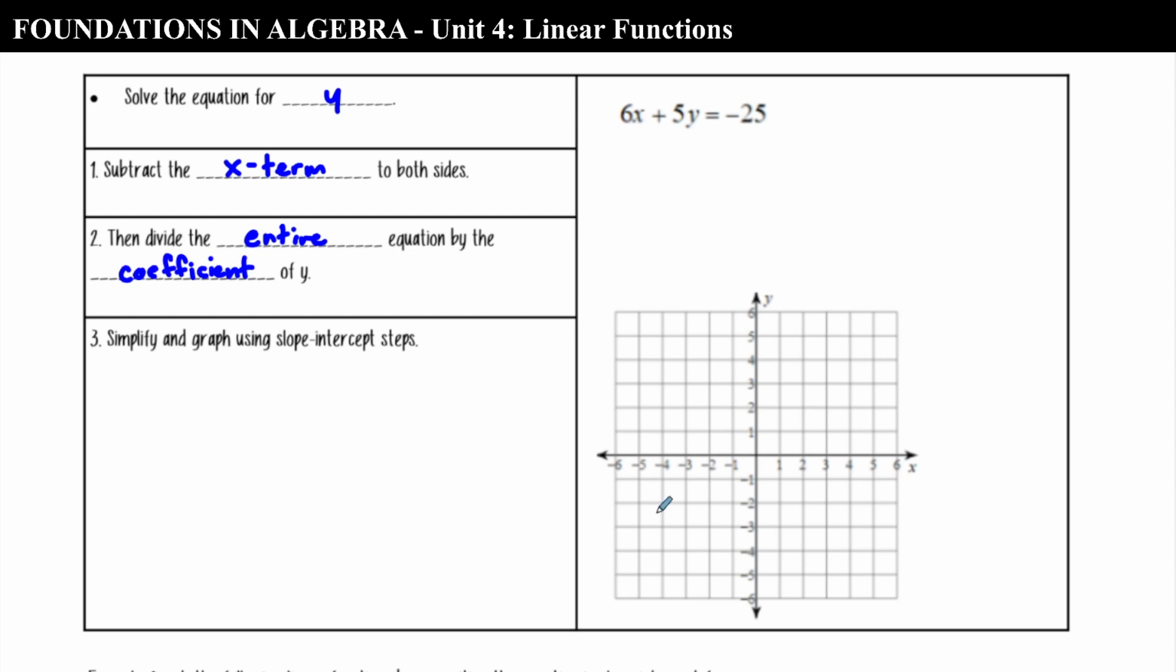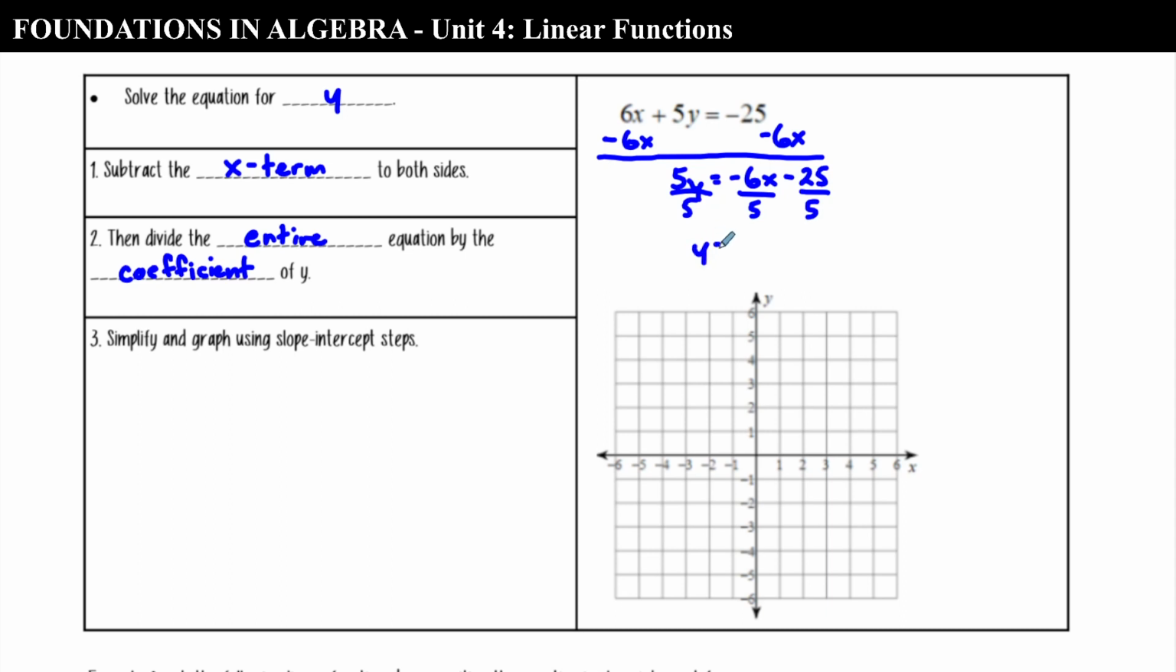And then you'll simplify and graph using the slope-intercept steps. Okay, so let's solve this. You're going to subtract 6x from each side, and when you do, you want to get this to look like y equals mx plus b, so you need to put your x term in front, like this. Then we're going to divide every term by 5.